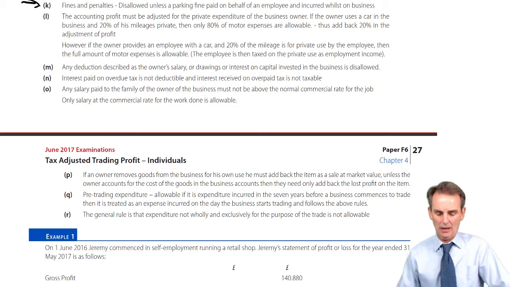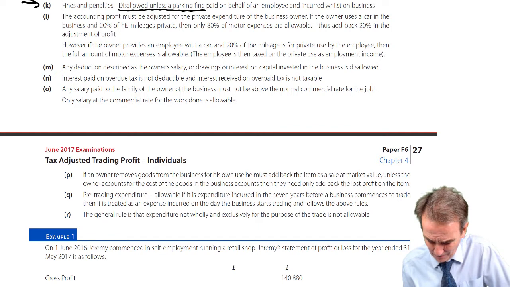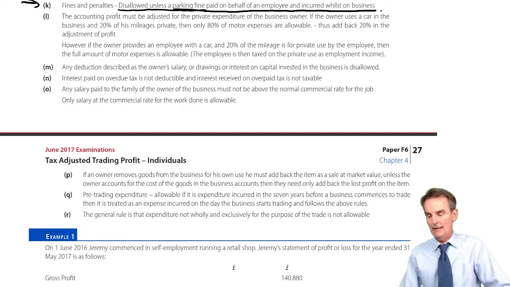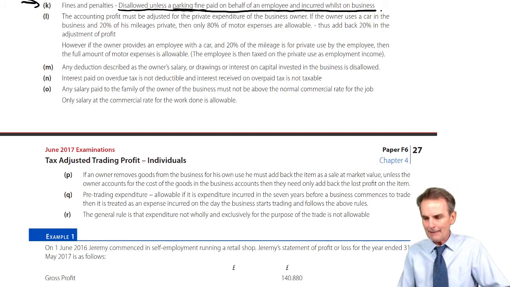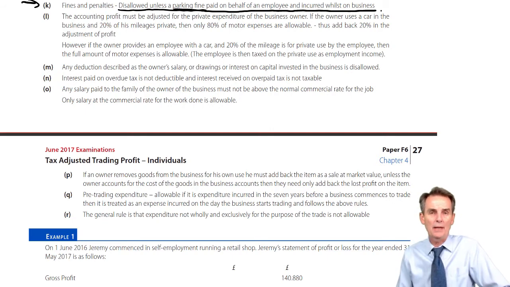But there is one concession here from HMRC. Although we said they will be disallowed, unless, and the concession is for a parking fine paid on behalf of an employee and incurred whilst on business. So a little concession here to say, look, okay, if your salesperson has put their car on a double yellow line while he's rushed in for a late business meeting, come out and found he's got a parking ticket, and you, the company, the employer, has paid the parking fine. If they've done that, then by concession it will be allowable.